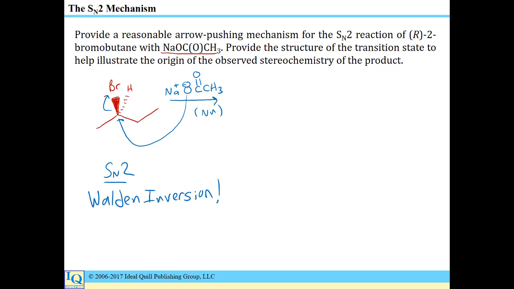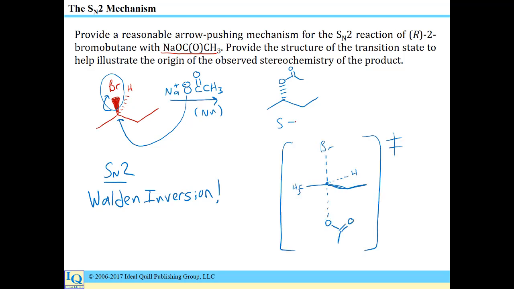Remember that the SN2 reaction undergoes Walden inversion, or inversion of configuration. So if we start off with the R configuration, we will end up with the S configuration of the product. In this case, the acetate will then be pointed in the opposite direction of the leaving group that it displaced. So I've drawn this hashed line, and we would have the S isomer of this product.